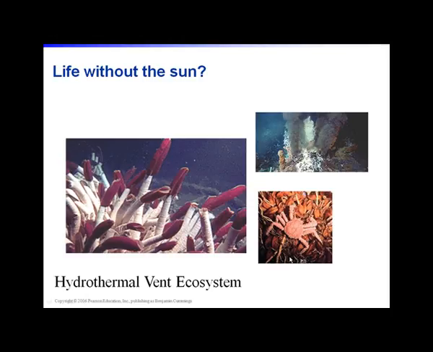There are other organisms as well, shrimp, crabs, etc. We'll probably look at this ecosystem one more time. I just wanted to bring it up for now. All right, that concludes our lecture on energy, photosynthesis, and cellular respiration.